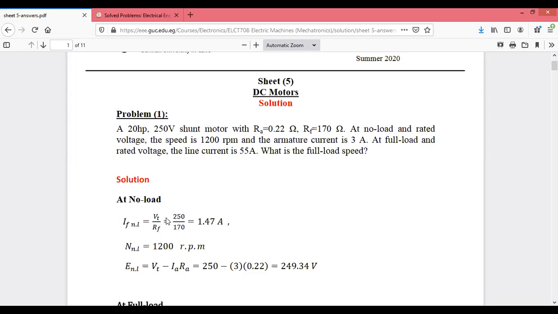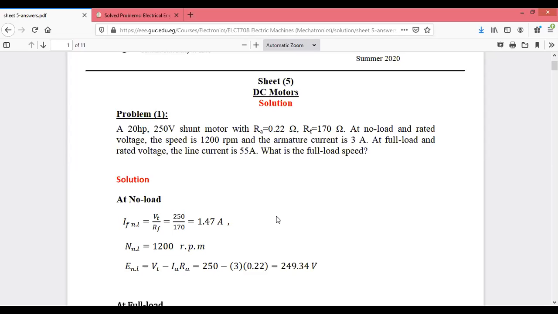That will be equal to the total voltage, because they have given that this motor is a shunt motor. It means the armature and the field winding are in parallel with the given voltage. The voltage will remain the same in parallel, because voltage is the same in parallel. So you can take that current as voltage upon resistance. The voltage is 250 and Rf they have given as 170.